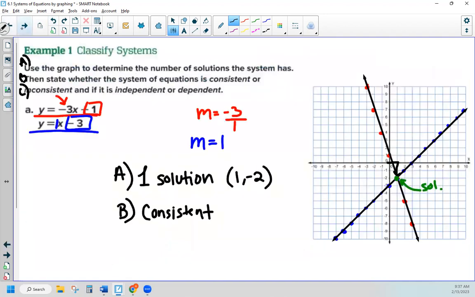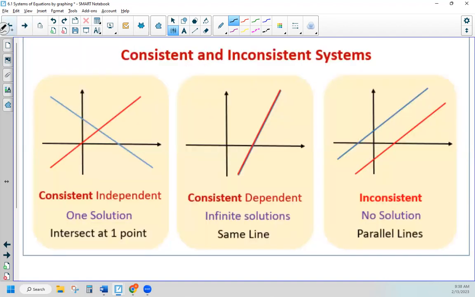Okay, so now the question is, is this consistent independent or consistent dependent? Well, just think about these two lines. Are these lines unique? Are they independent, meaning like I got my own style, I got my own slope and my own y-intercept? Are they unique or are they identical, right? Think about it that way. Well, when you have two lines like this red line right here and this blue line right here, they're kind of unique. They're their own line. They don't follow each other's slope and y-intercept. We're going to call them independent.